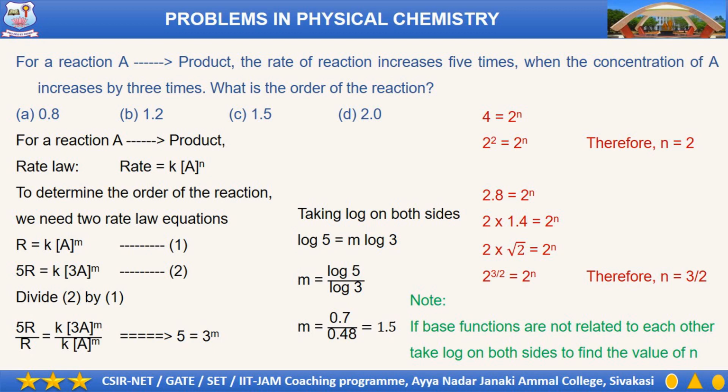Sometimes, if the equation arrives just like this, 4 equal to 2 power n, you can easily manipulate this. I'll convert this 4 to the base of 2. It can be rewritten as 2 power 2 is equal to 2 power n. Therefore, n is equal to 2, second order.